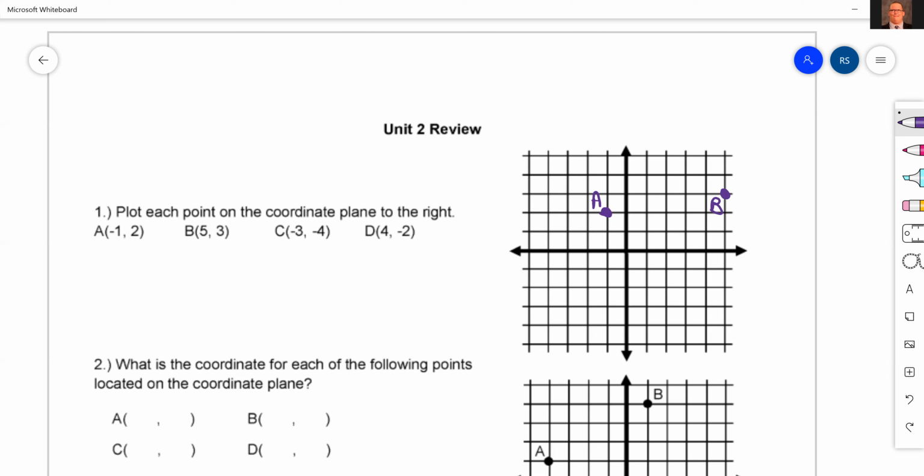C is at -3, -4. So I'll go left 3, since it's -3, down 4. And then D is at 4, -2. So I'll have to go right 4, down 2. There's D.